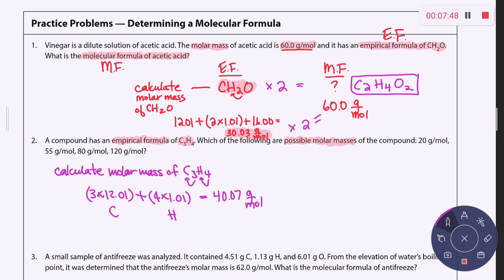That means out of these possible molar masses, you want to look for multiples of 40.07. That means either equal to or higher than. Would 20 be a possible molar mass of the molecular formula? No. How about 55? No. How about 80? Yes. How about 120? Yes. Okay. Let's take a look at number 3.